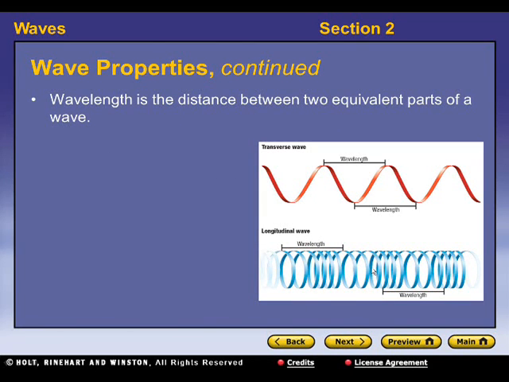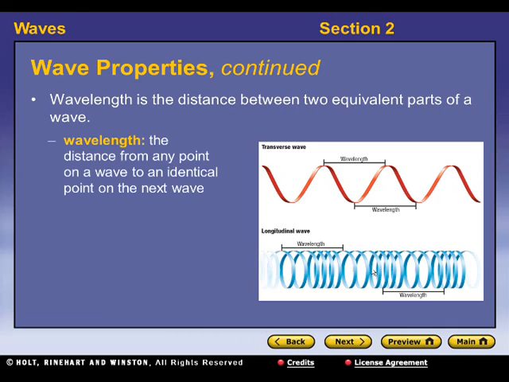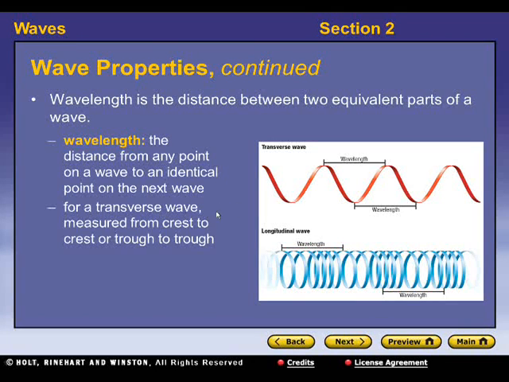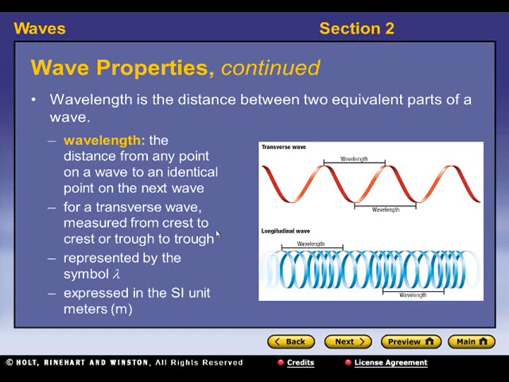Wavelength. Wavelength is the distance between two equivalent parts of a wave. So wavelength is the distance from any point on a wave to an identical point on the next wave. For a transverse wave, it's measured from crest to crest or trough to trough, represented by the symbol lambda, and it's expressed in the SI unit meters. So you can see here on a transverse wave, it is from crest to crest, trough to trough. You could go from the middle point to the next repeating middle point, but it's generally easier to just go crest to crest or trough to trough.